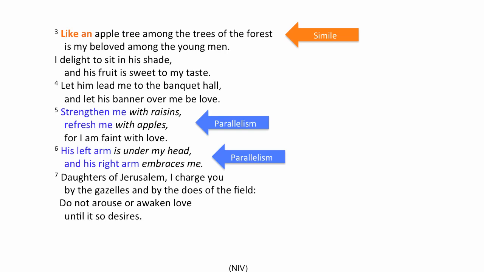So we see in this passage, the woman is talking about her beloved. She says, like an apple tree among the trees of the forest is my beloved among the young men, which is very emotional language. She's talking about let him lead me to the banquet hall. His banner over me is love. Strengthen me with raisins, with apples, for I'm faint with love. His left arm is under my head, his right arm embraces me. So she's totally, totally in love. But then she says in verse 7, do not arouse or awaken love until it so desires. So for her it is about timing, but the timing is exactly right now for her to experience that love.